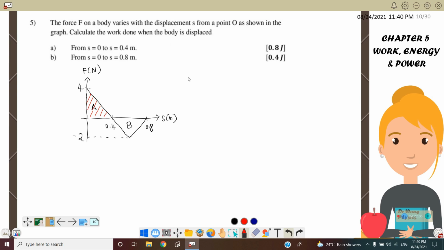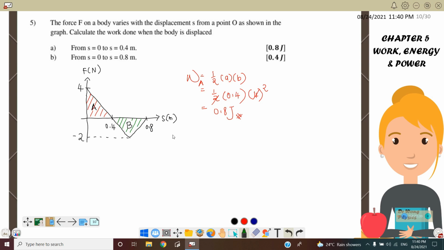Our work done is the area under the graph. Because this is a triangle, we write half AB, where our displacement is 0.4 and our force is 4. Therefore, if you cancel off, you will get 0.8 joule. So this is the work done for part A. Next we go to the work done for part B.